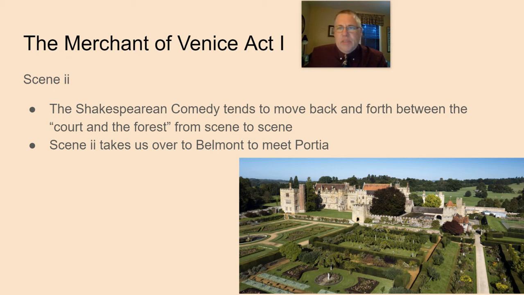Here's an image of an estate, a 16th, 17th century estate called Penshurst estate. This was a famous estate back in the Renaissance time, but I thought it was a good image to use as we consider what Belmont really means in Merchant of Venice. It's not just that the people who are living here are wealthy. They are beyond wealthy. Imagine whatever is the wealthiest thing you can think of, and then multiply that by 10, maybe 100. And that's what we're talking about over in Belmont.